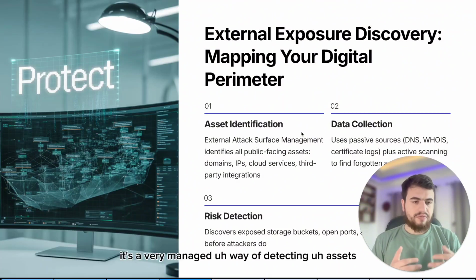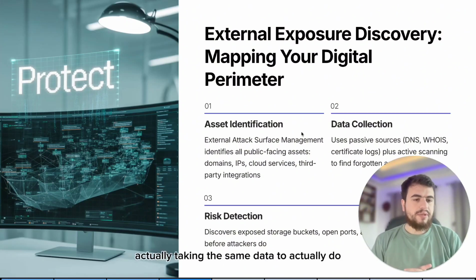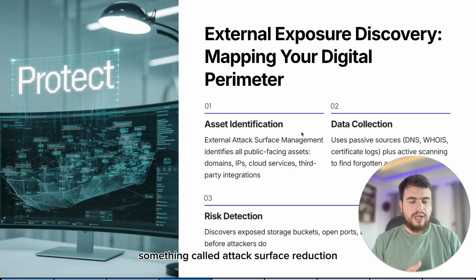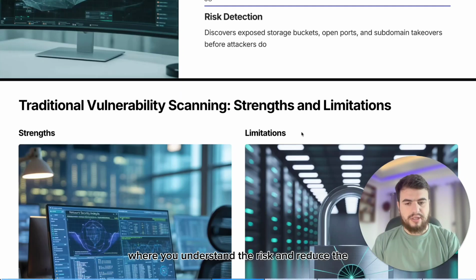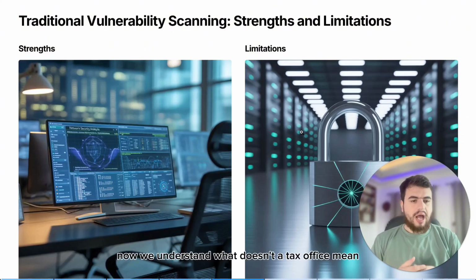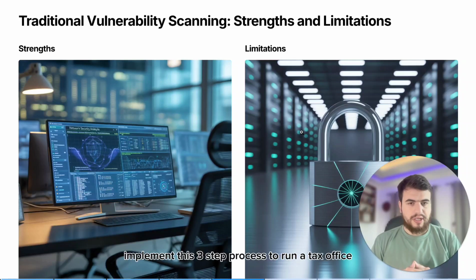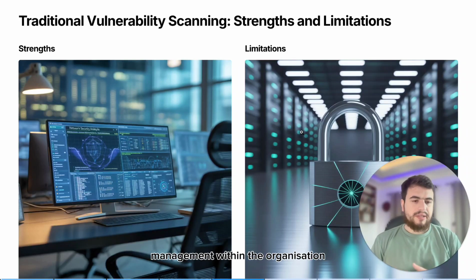So it's a very managed way of detecting assets, then collecting information, enriching those assets with more information, and then trying to understand the risk, and later on taking the same data to do something called attack surface reduction, where you understand the risk and reduce the risk. Now we understand what an attack surface means, how companies use it, and how a company can implement this three-step process to run attack surface management within the organization.